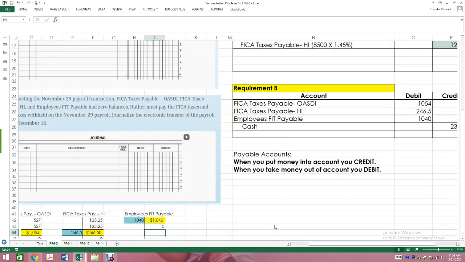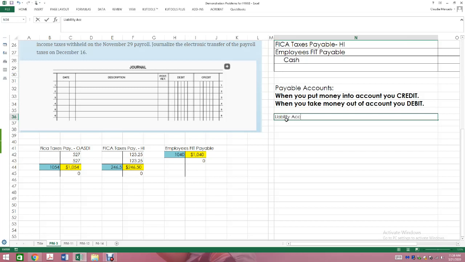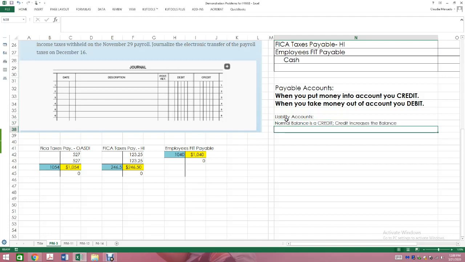I like using T accounts down here. That way you understand what's going on. You put the money in, a credit. All of them will be credit balances. These are liability accounts. Normal balance is a credit. Okay. So when you credit, a credit increases the balance. A debit decreases the balance on the account.